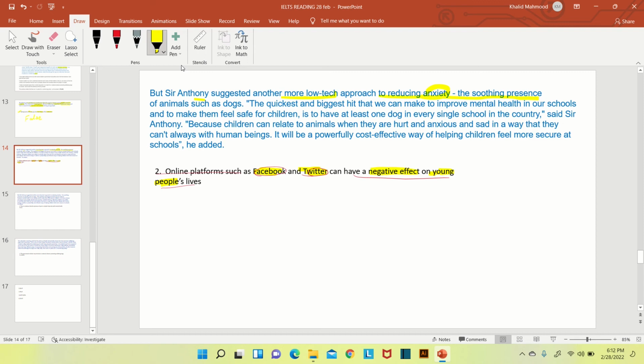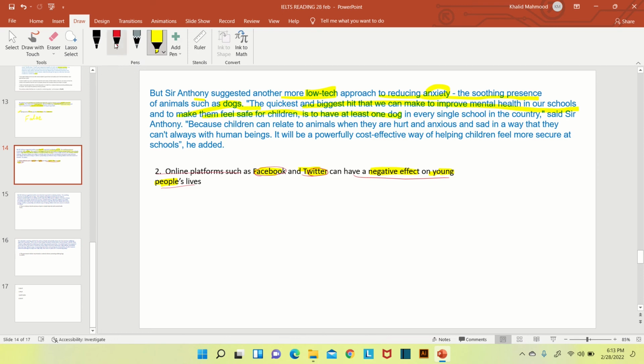The soothing presence of animals such as dogs. So the dog is the cure. They have talked about the cure, because the dog is the cure. How can you know that? Because they have said low tech. It is not a technology, it is an animal. Low tech, dog. Let me use the highlighter. The quickest and biggest hit that we can make to improve mental health in our schools and to make them feel safe for children is to have at least one dog.